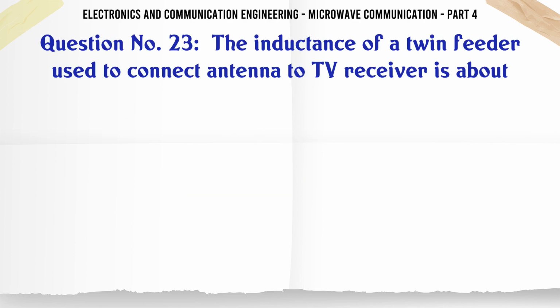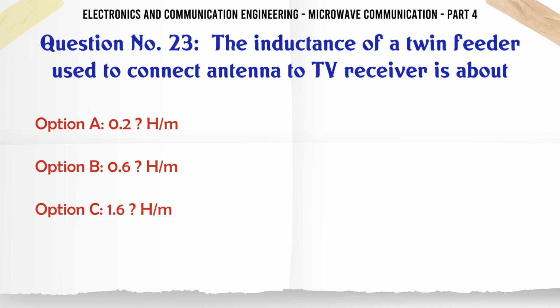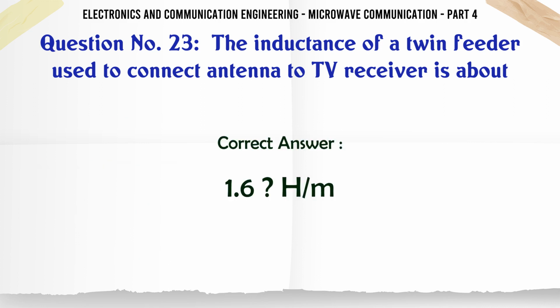The inductance of a twin feeder used to connect antenna to TV receiver is about A. 0.2 hm, B. 0.6 hm, C. 1.6 hm, D. 10 hm. The correct answer is 1.6 hm.